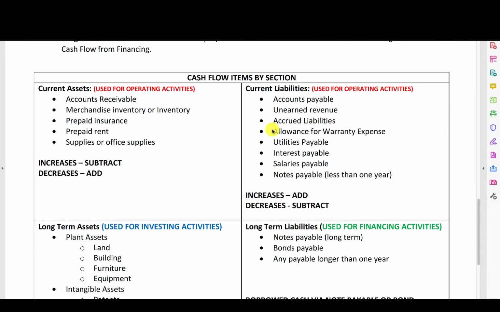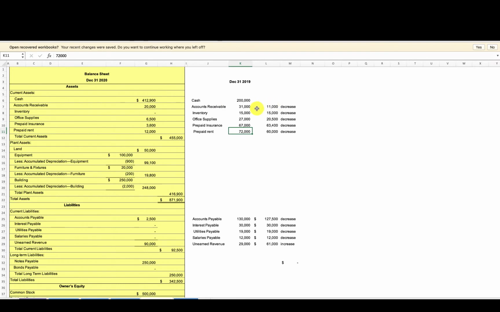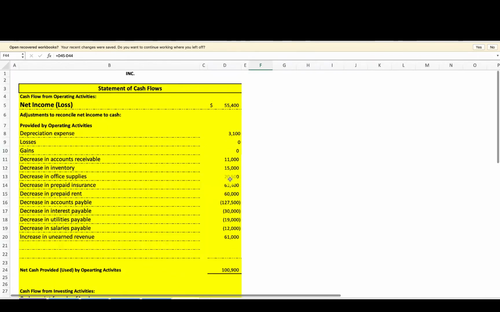What do we do with decreases? It says if you have a current asset and it decreases, you add, which means you make it positive. So I'm going to say decrease in accounts receivable, decrease in inventory, decrease in office supplies, decrease in prepaid insurance, decrease in prepaid rent, and all of these numbers are going to be positive. And when you look at the cash flow statement, we see accounts receivable, inventory, supplies, prepaid insurance, prepaid rent, and they are all positive. Okay?